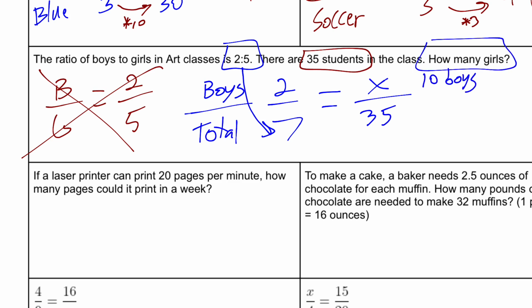But they ask how many girls. So that's the other 25. What did I do there? Times 5, times 5. Subtract from the total.